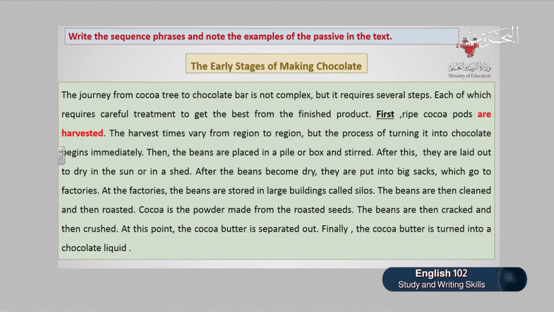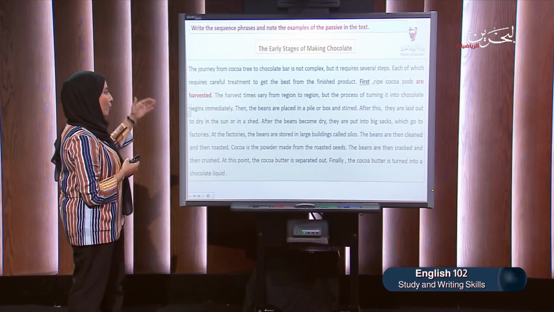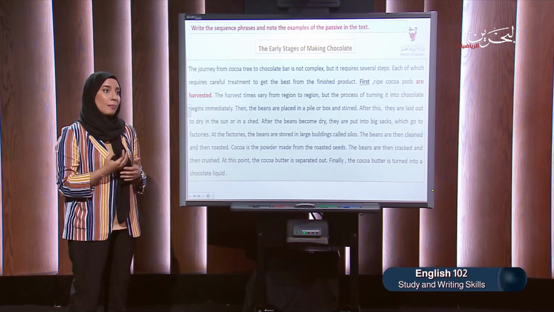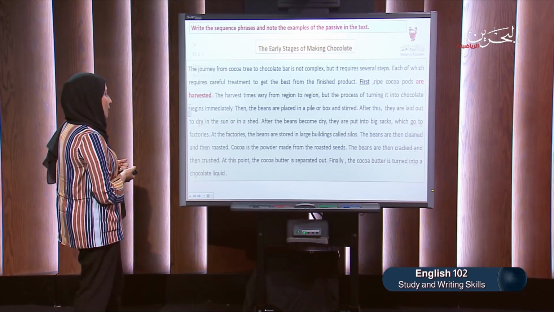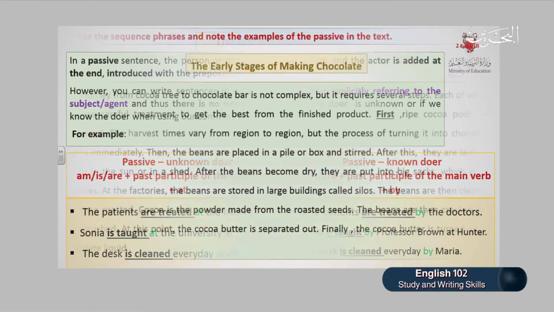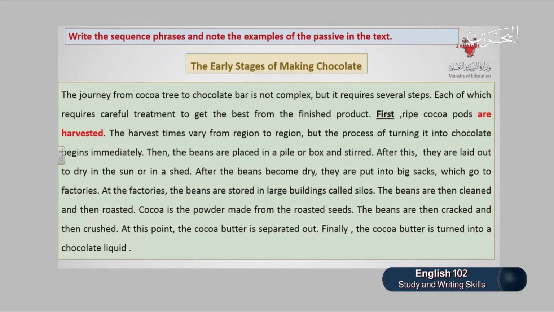Now, taking in mind what we just recalled, the chronological order or the phrases that are used in order to write a paragraph. So first, second, in the beginning, in conclusion, we recalled these things, as well as we just described the passive. Now, what I want you to do is to put it into practice through reading this paragraph. So what I want you to do is write the sequence phrases and note the examples of the passive in the text. I'll give you 2 minutes to read the text, and please note down the sequence phrases as well as the passive.